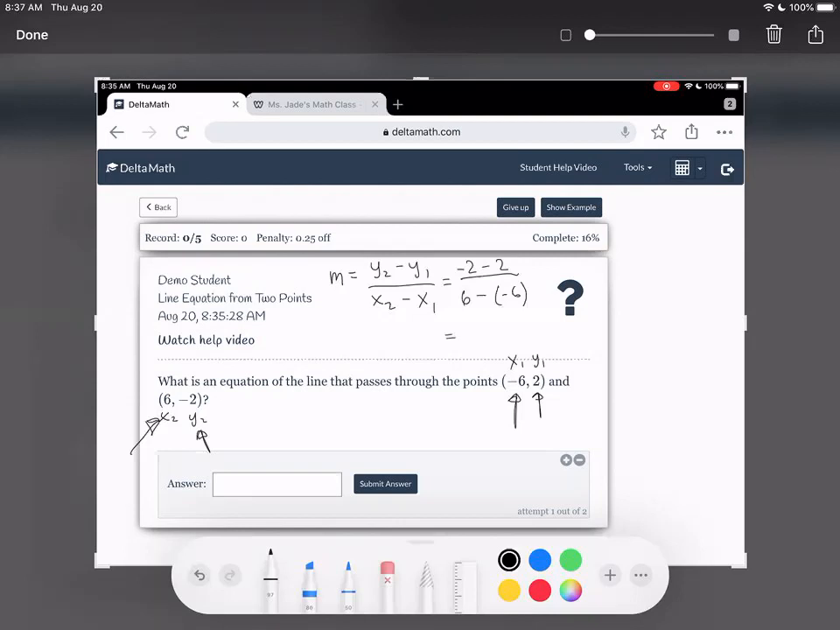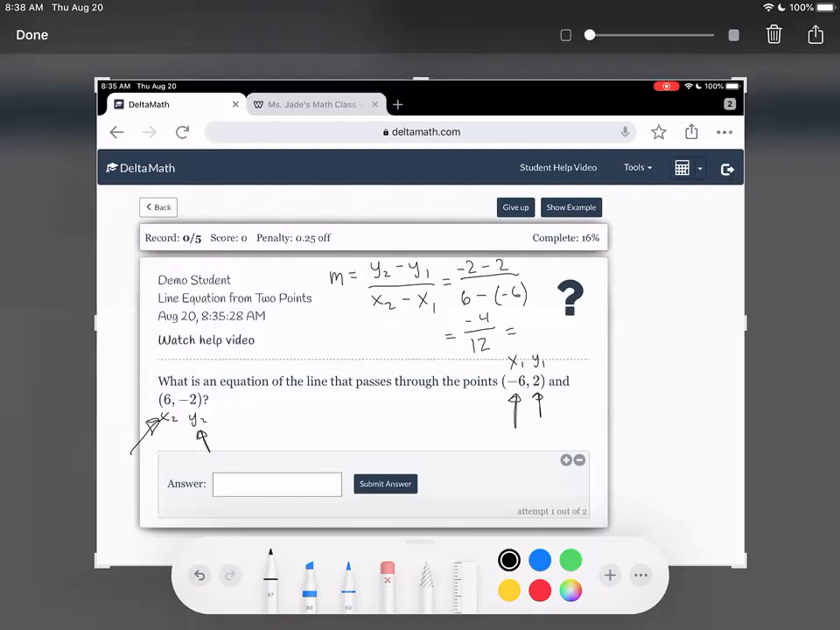So -2 minus 2, that's going to be -4, divided by 6 minus a -6. So remember, when you subtract a negative, you're actually adding. So 6 plus 6, 12. This is not simplified yet. So we can simplify it because both -4 and 12 are divisible by what number? You guys can tell me. 4. Yes, 4. So they're both divisible by 4. So we're going to divide both the top and bottom by 4 so that we can simplify it.